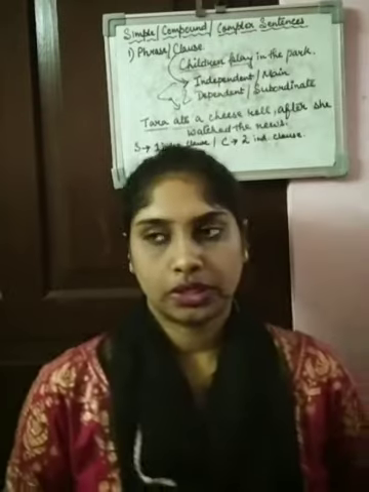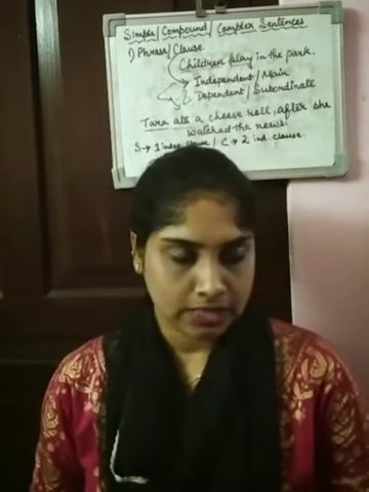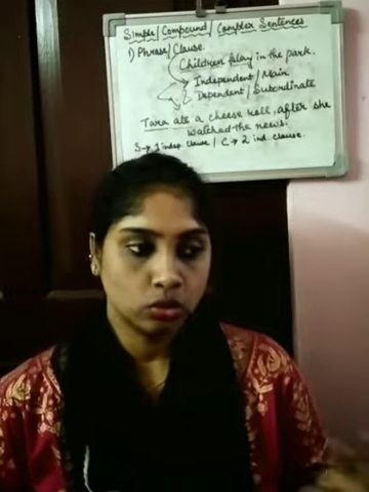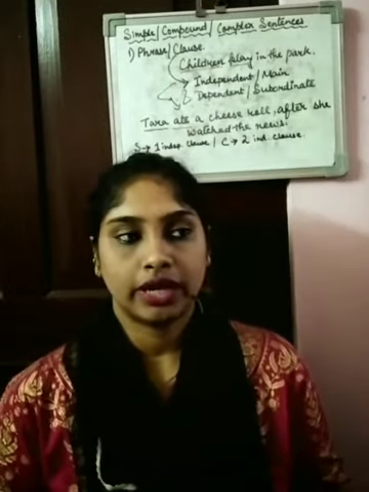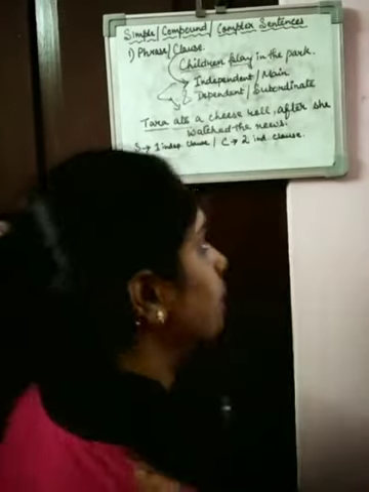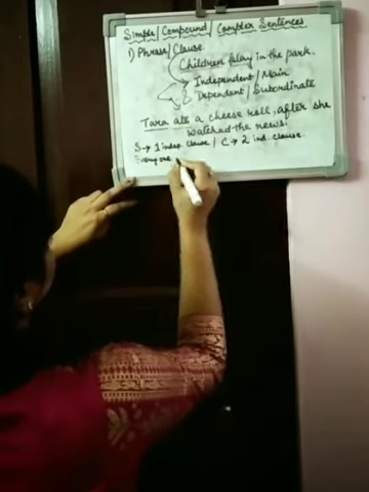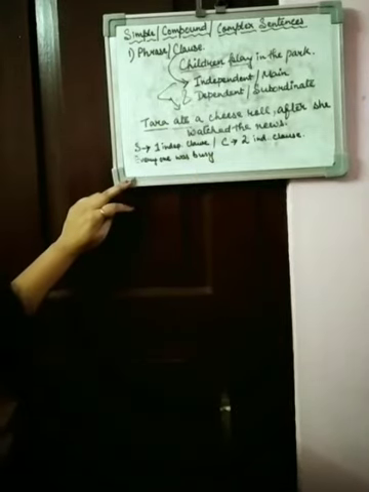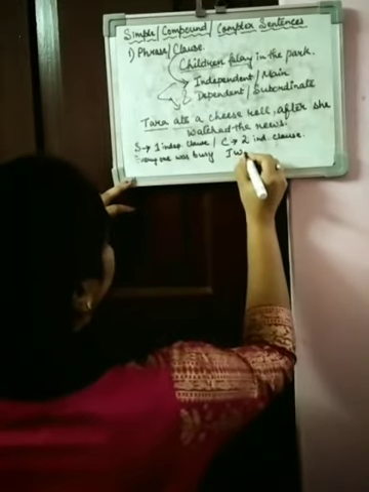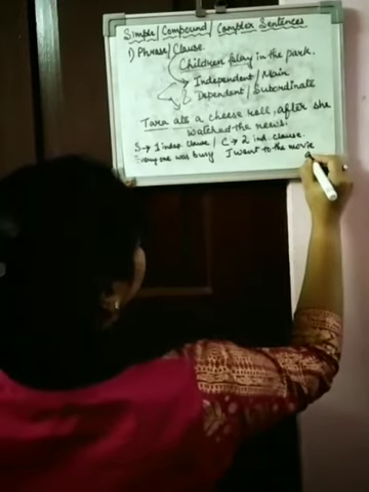What I said about a compound sentence is that there should be at least two independent clauses present, and those clauses should be joined together by a coordinating conjunction. So let me say, for example, everyone was busy. I went to the movie alone.